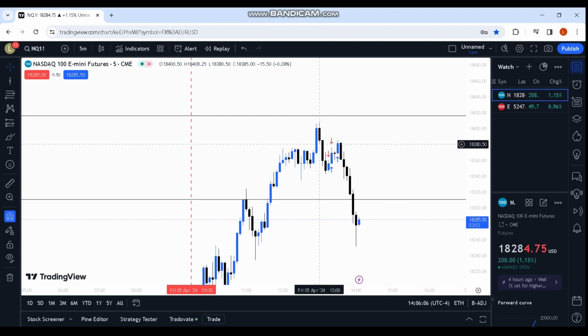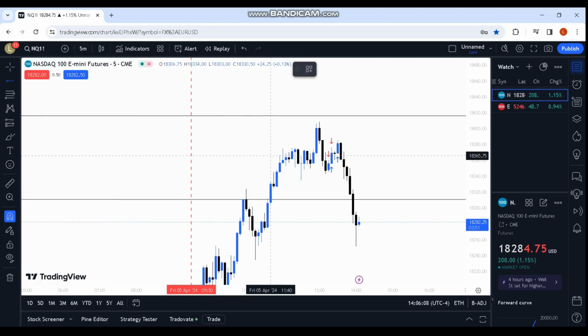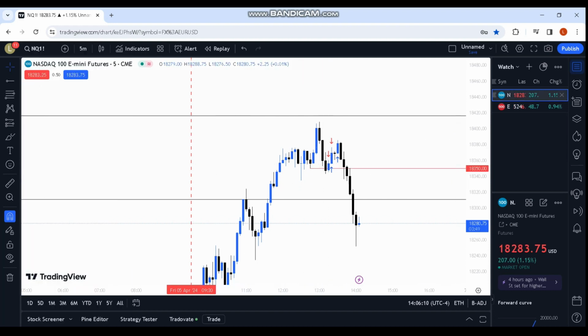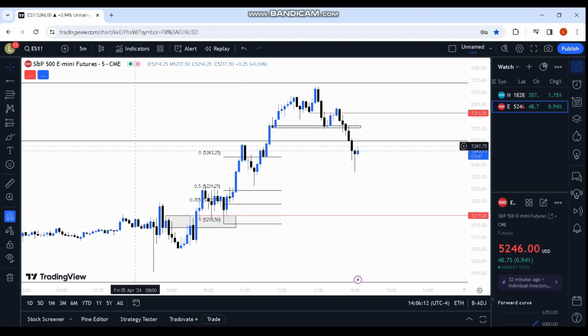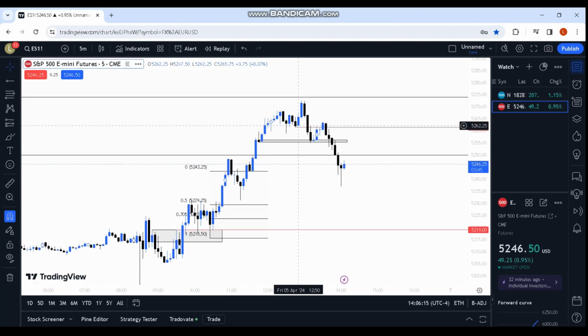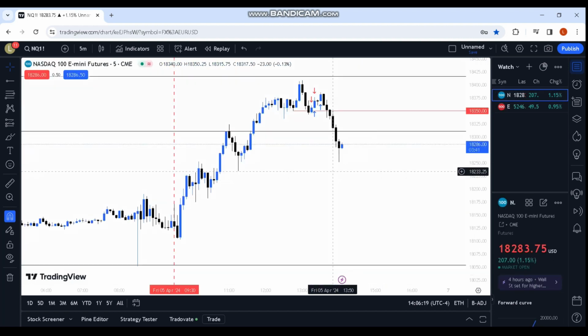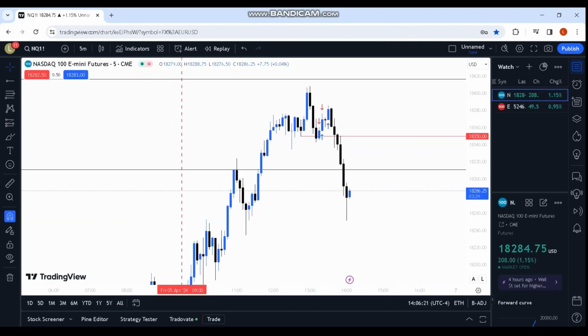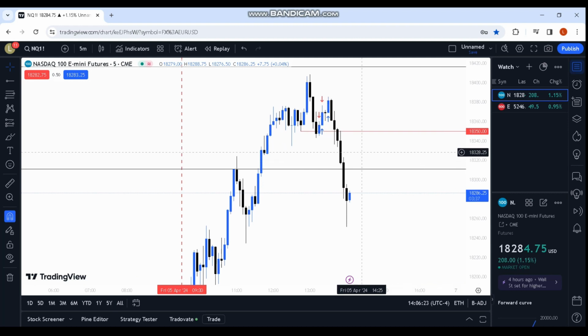So PM session, I see that we get a breakup structure to the downside on NQ, and on ES we also have a breakup structure to the downside right here. So I'm like, okay, we're going down. This is our reversal part, right? This is our PM session is about to be bearish, and this is the signal of it.